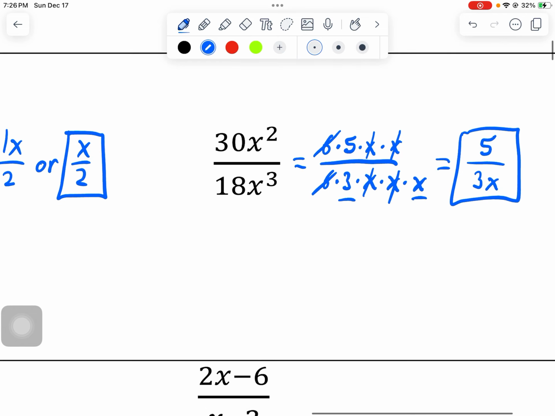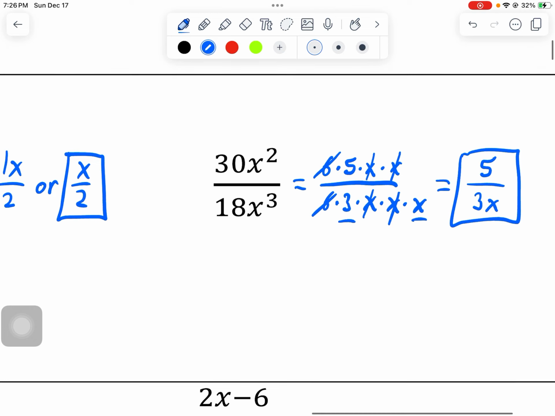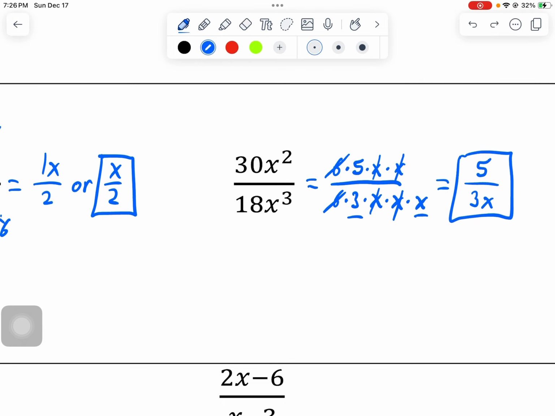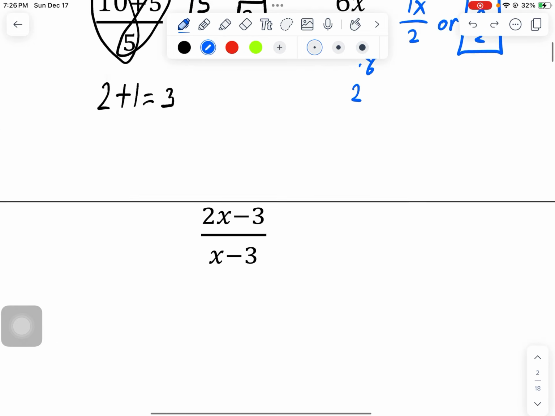The other way we could have approached that, if you don't want to take that long expanded route, is to just tell yourself, well, I know that 30 and 18 have 6 in common. Cross that out, write a 5 up above, write a 3 here, and then you know that there's 2 x's on top, there's 3 on the bottom, so then you just cross that out and you'd be left with 1x. You still end up with the same answer. However you want to approach it, you can do that. Just make sure that you're factoring and thinking about those pieces and getting down to that final answer correctly.